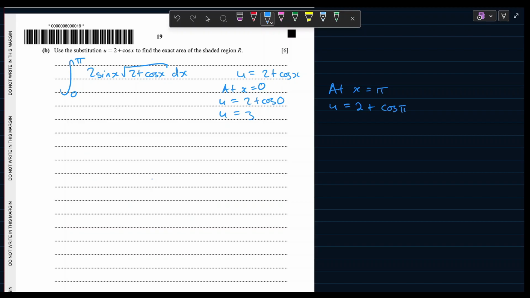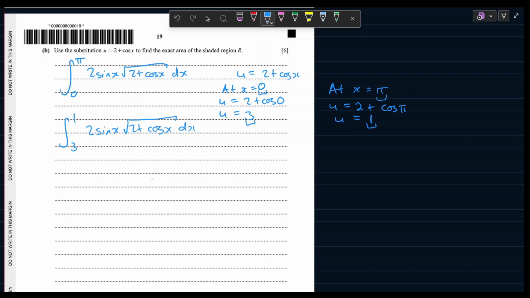Cos pi is negative 1, so 2 minus 1, u is equal to 1. So it means our new limits now, we're integrating from... the lower limit was x is 0. So you're going to switch it exactly as it was. So where we had 0, we now have 3. And where we had pi, we now have 1. And this is 2 sine x root 2 plus cos x.